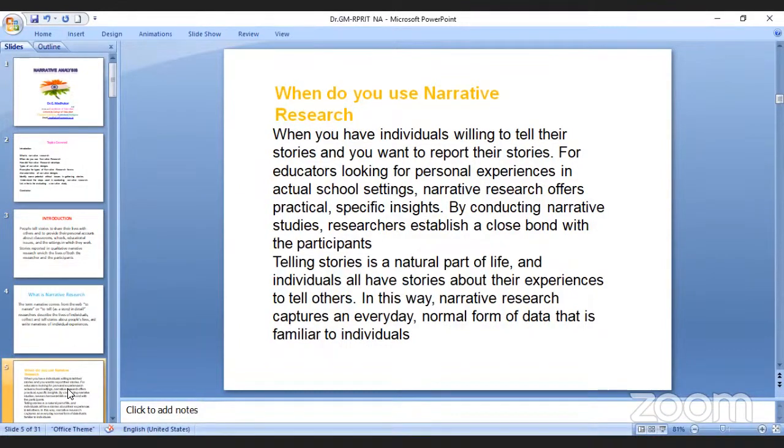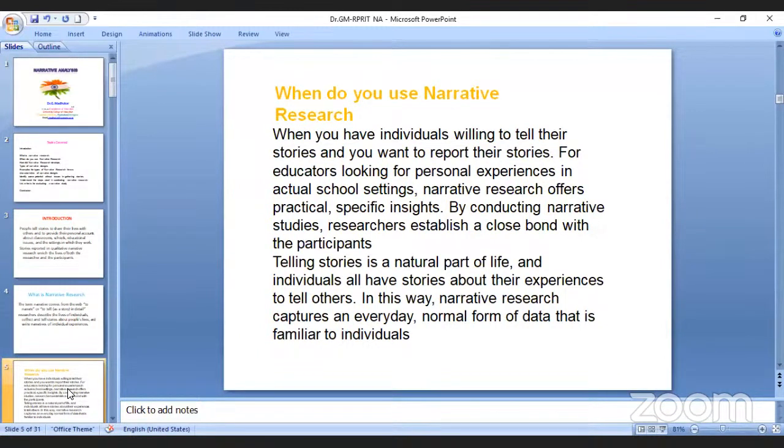But nowadays, all families have become nuclear families. Father and mother both are working. They are busy with their jobs, and kids are busy with their homework or their smartphones. So there is no storytelling at home. For everything they depend on Google. Still, telling stories is a natural part of life, and individuals all have stories about their experiences to tell others.